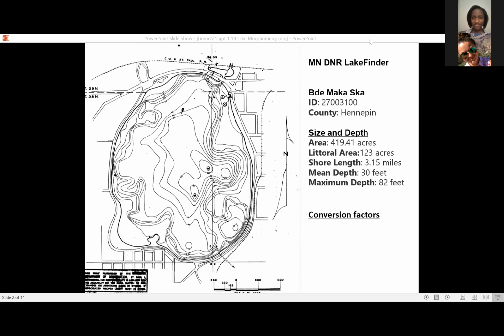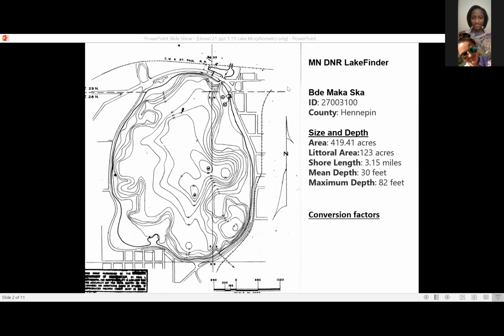Now, I copied and pasted this information from the Lake Finder. And first of all, you're going to find the name of the lake. Now, this lake is the lake formerly known as Calhoun, Bde Maka Ska, which to me is redundant because Bde means lake. So this is Lake Maka Ska Lake. But then Mille Lacs is Mille Lacs Lake. So, okay. It is ID number 27003-100. Its county is Hennepin.